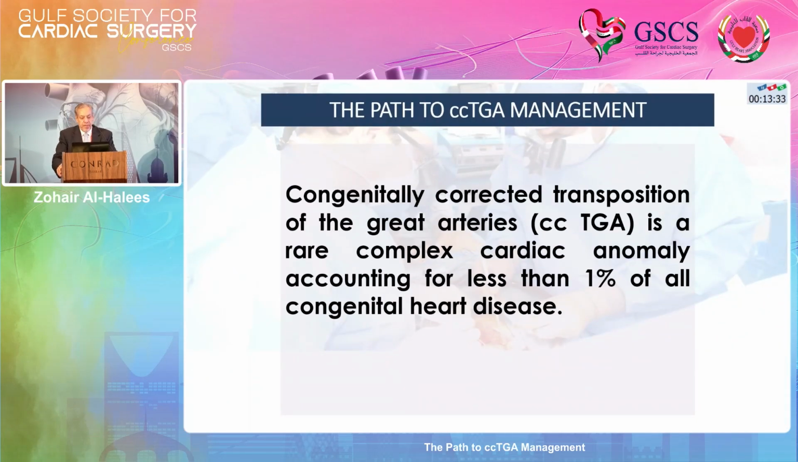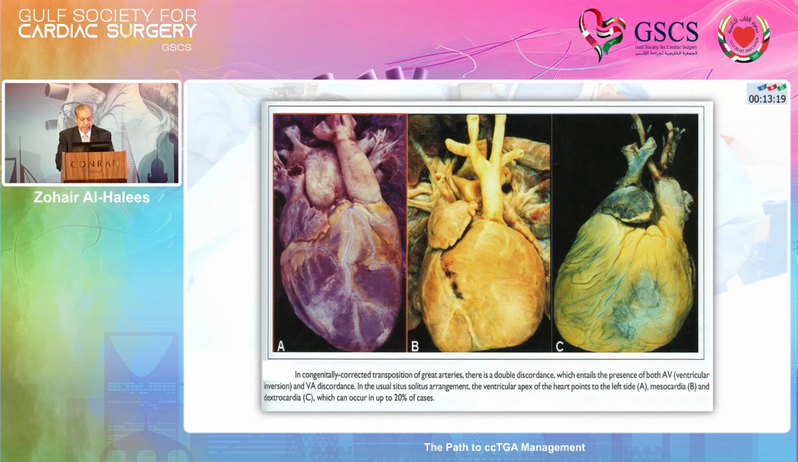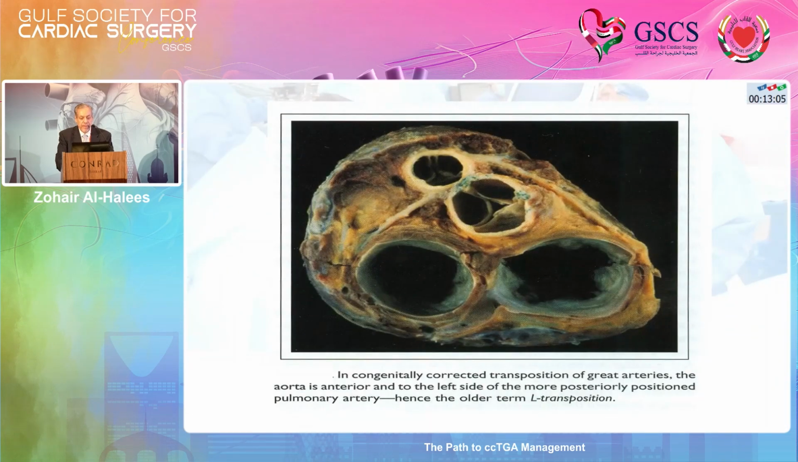I'm going to discuss ccTGA, which is really a complex cardiac anomaly, but unfortunately it's rare, making up less than 1% of all congenital heart diseases. As you can see here, it can be associated with dextrocardia. Usually the aorta is anterior and to the left, and the pulmonary artery is posterior and to the right. And most of the time, the pulmonary artery is much larger than the aorta.